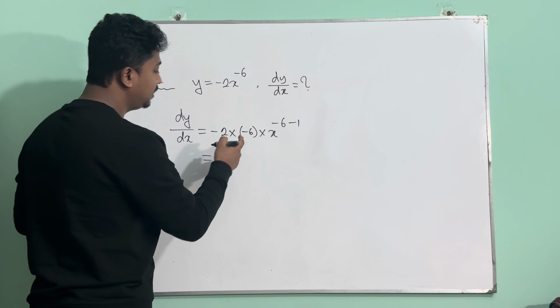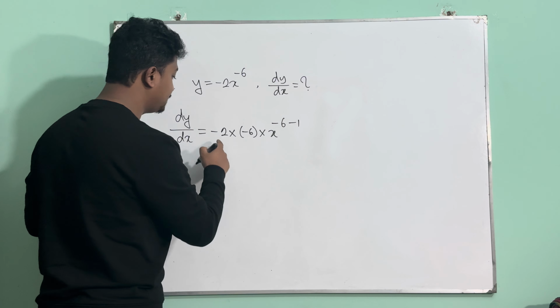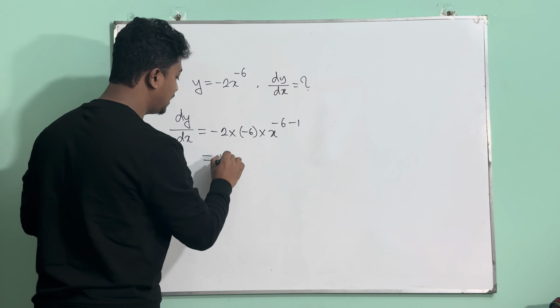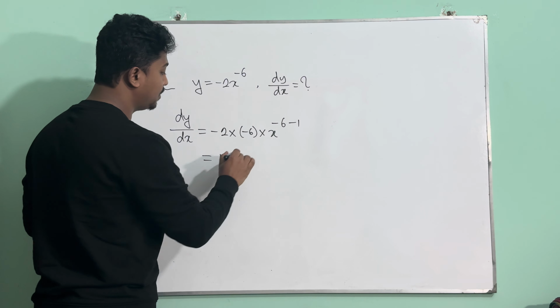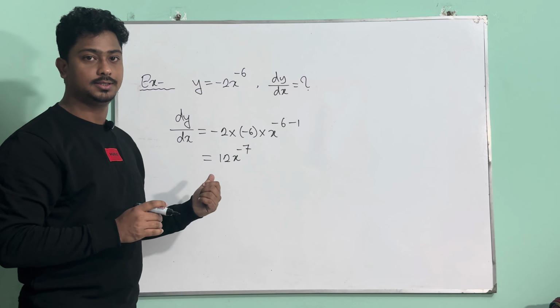Okay. Now, let's multiply them. Minus and minus, when you multiply negatives, you get a positive. So it's gone. 2 multiplied by 6 is 12. And x has a power minus 7. So that's it. If you have a negative power, you differentiate like this.